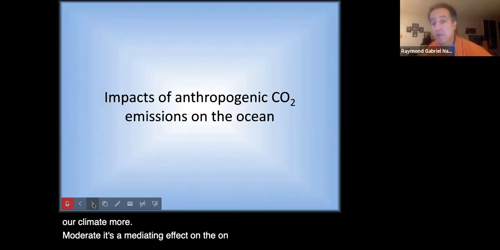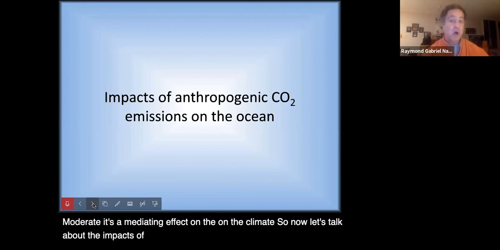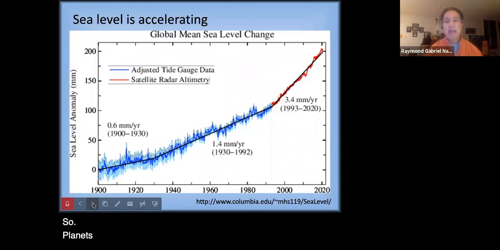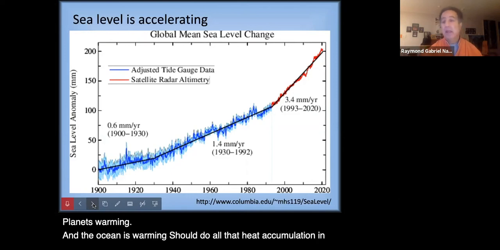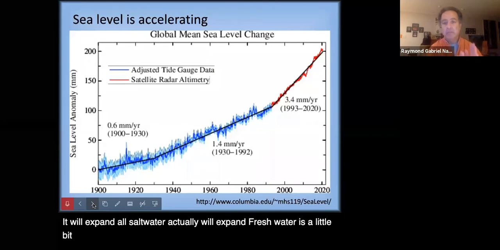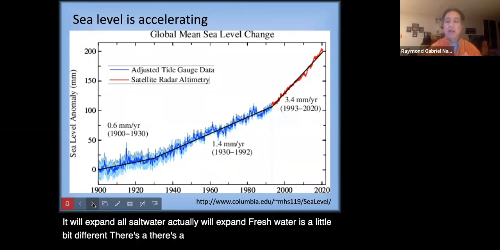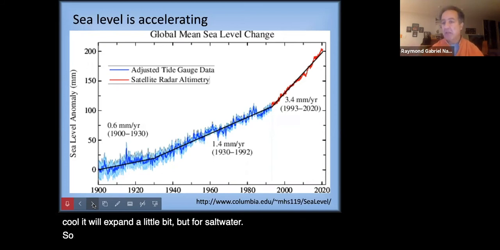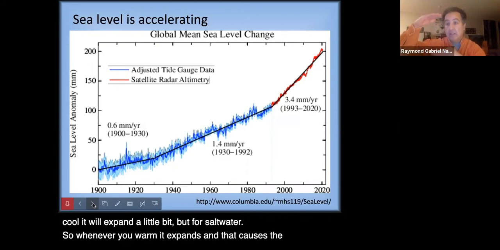So now let's talk about the impacts of anthropogenic CO2 emissions on the ocean itself. So, the planet's warming, and the ocean is warming. I showed you all that heat accumulation in the ocean. When you warm water, especially salt water, it will expand. All salt water actually will expand. Fresh water is a little bit different. Very cold fresh water, when you cool it, will expand a little bit. But for salt water, whenever you warm it, it expands, and that causes the sea level to rise.